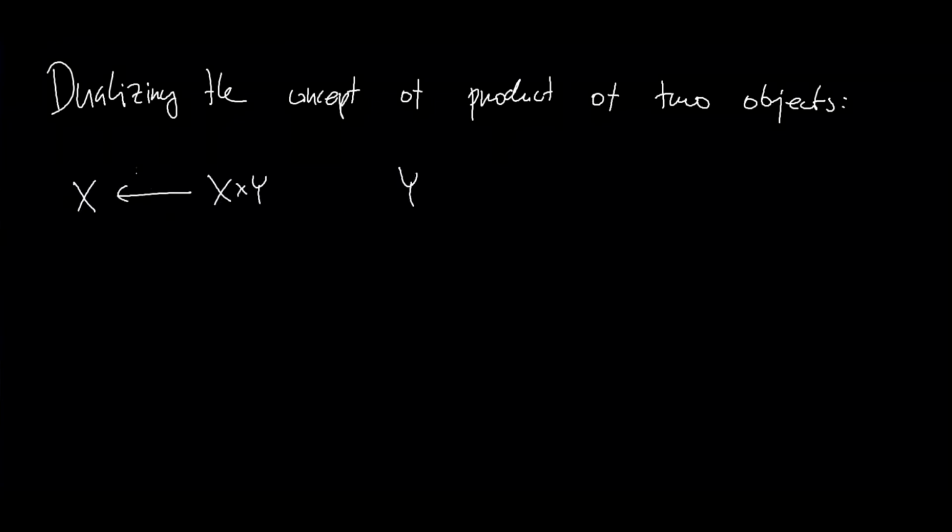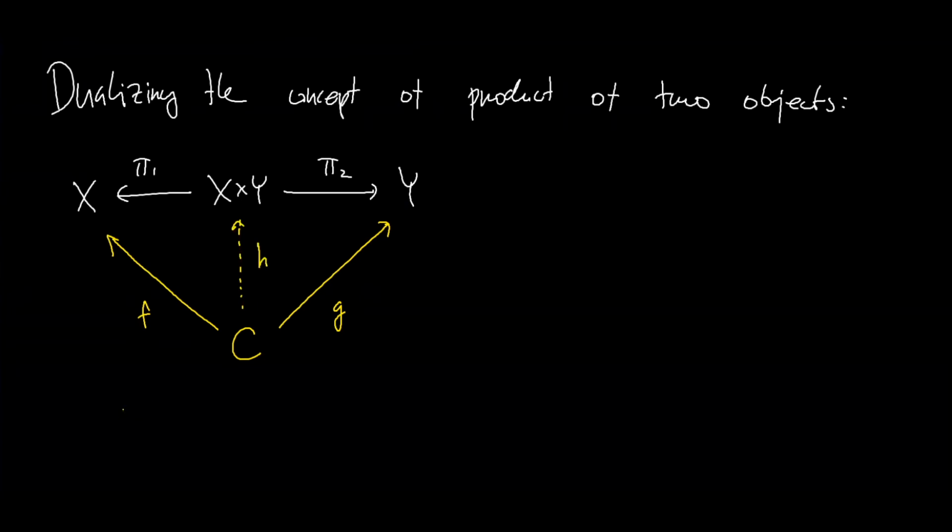So dualizing the concept of product. A product is defined in terms of a diagram like this, which has the property that for every other such diagram, for every C, and for any two arrows, F and G, there must exist a unique arrow here, H, such that the triangles commute, such that H composed with pi 1 equals F, and H, I meant to say pi 1 composed with H. Pi 1 composed with H equals F, and pi 2 composed with H equals G.